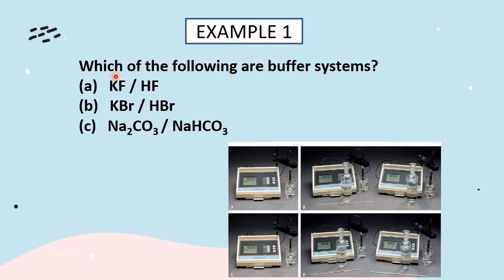Example 1, which of the following are buffer systems? Based on what we discussed just now, a buffer system must contain the weak acid and its conjugate base salt, or the weak base with its conjugate acid from the salt. So the first one, this one is the salt and this one is the weak acid. This one is the salt and this one is a strong acid. This one is the salt and this one is the weak base.